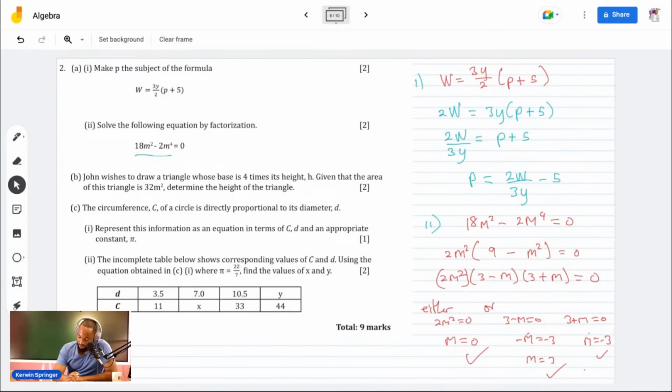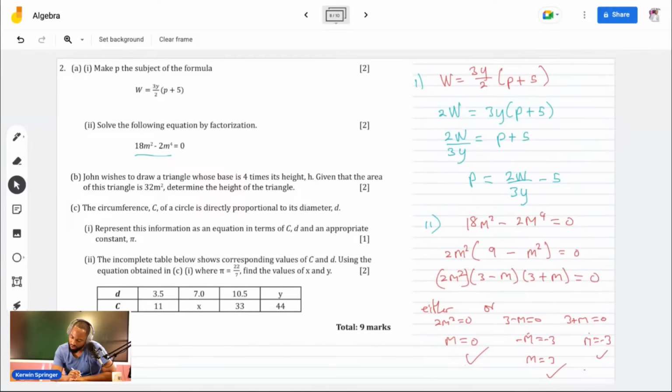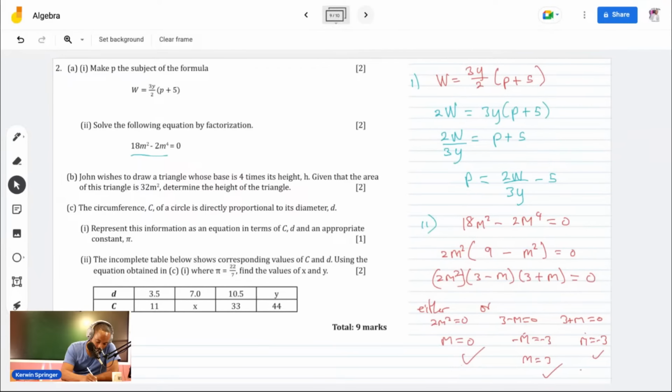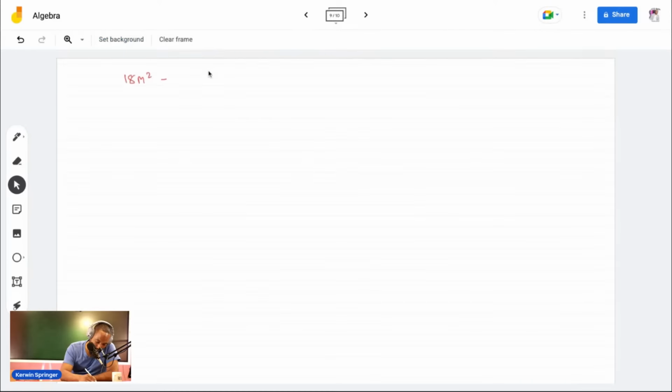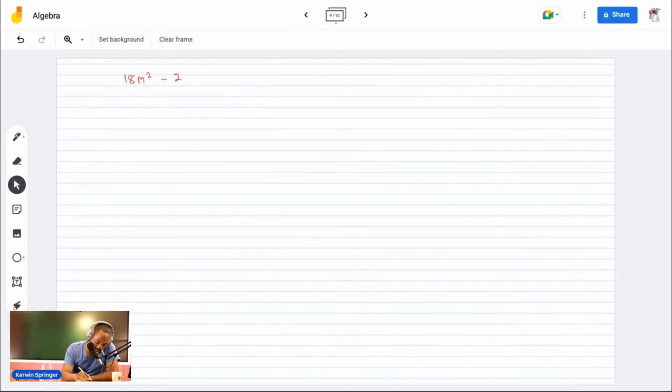Let's try the other way that we can do this. I hope I didn't make any mistake anyway. Nice. So what is this? 18m squared minus 2m to the power of 4, equals 0. So we're going to the next page.